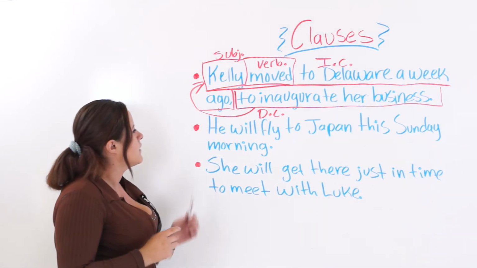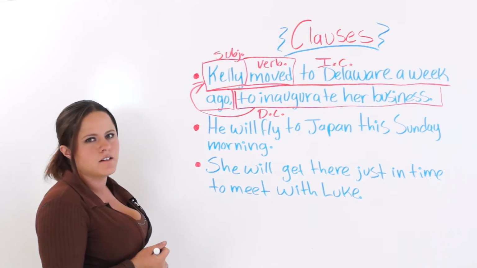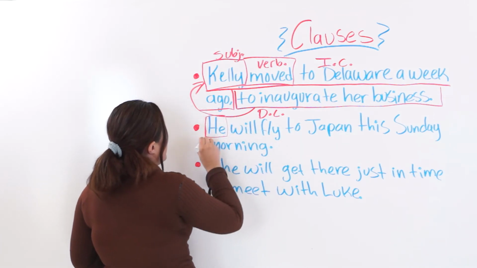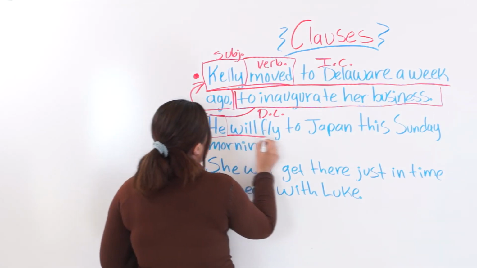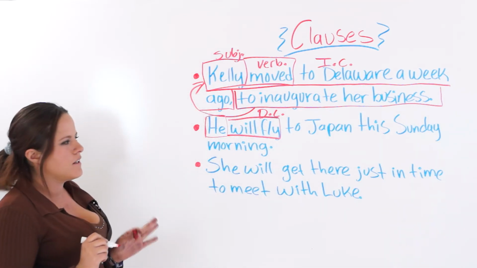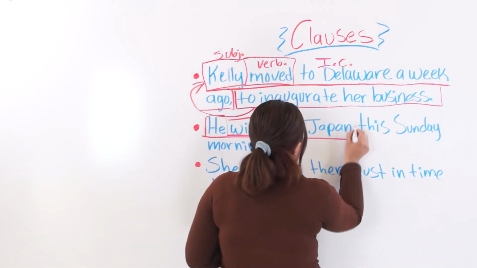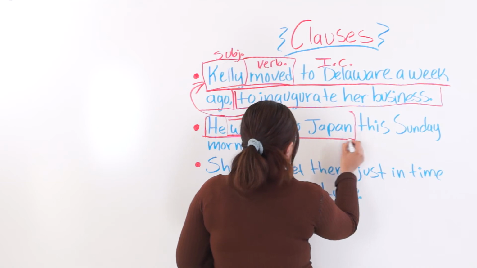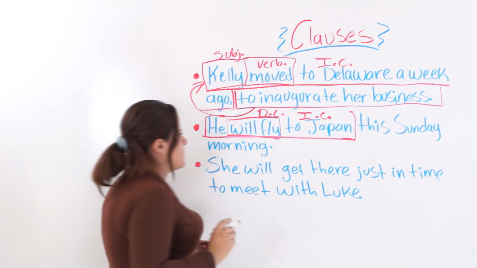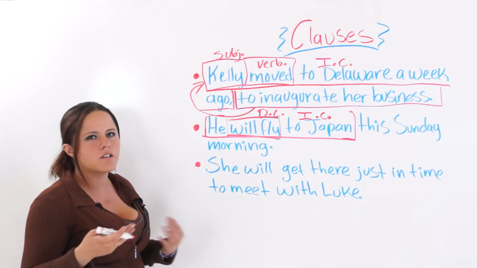The next one says, he will fly to Japan this Sunday morning. He will fly to Japan. We have the subject again, and we have the verb phrase, will fly. He will fly to Japan this Sunday morning. This is an independent clause. He will fly to Japan. That could be a sentence by itself. It doesn't need any more complementation.